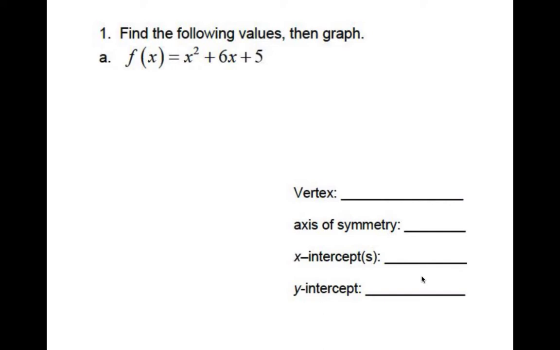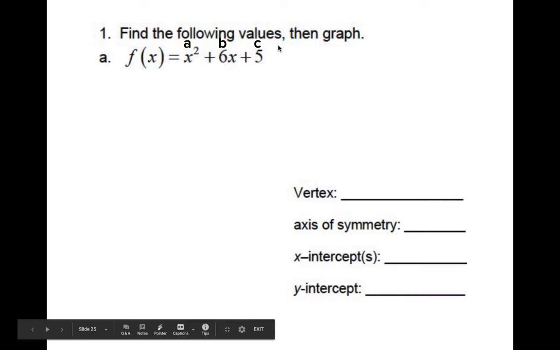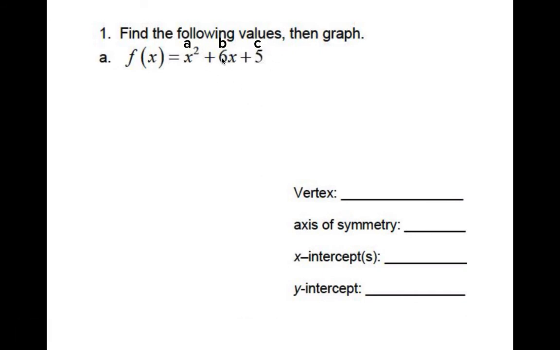So for number 1, it says to find the following values and then graph. So we want to label our ABCs. The number in front of x squared is your a value. The number in front of x is your b value. And then c is the number by itself.